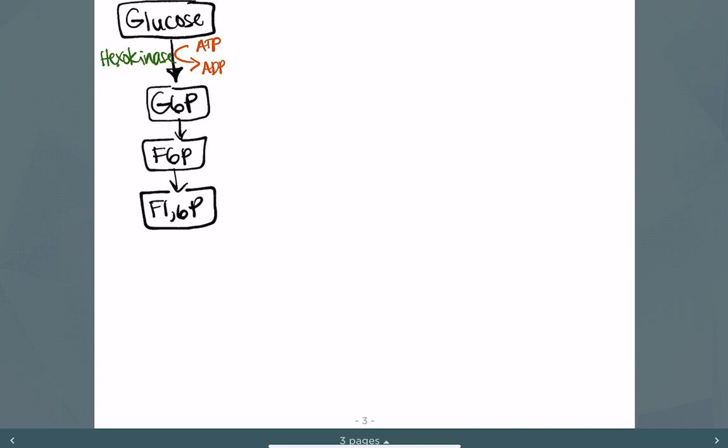Now, while the step from G6P to F16P, that first step doesn't matter as much, the second one is really important. The conversion of F6P to F16P utilizes the enzyme phosphofructokinase. PFK is the enzyme, which stands for phosphofructokinase.